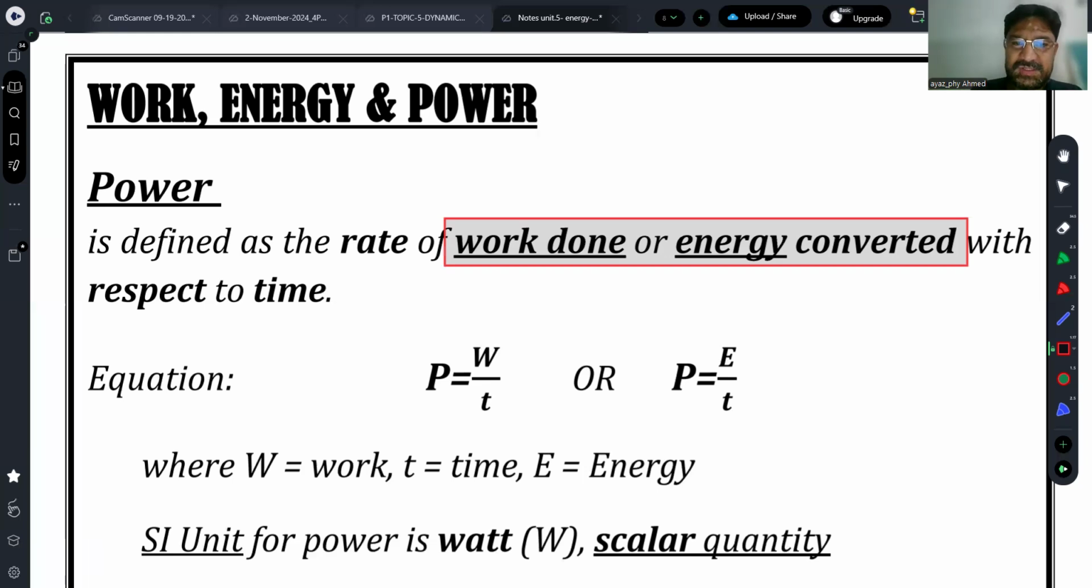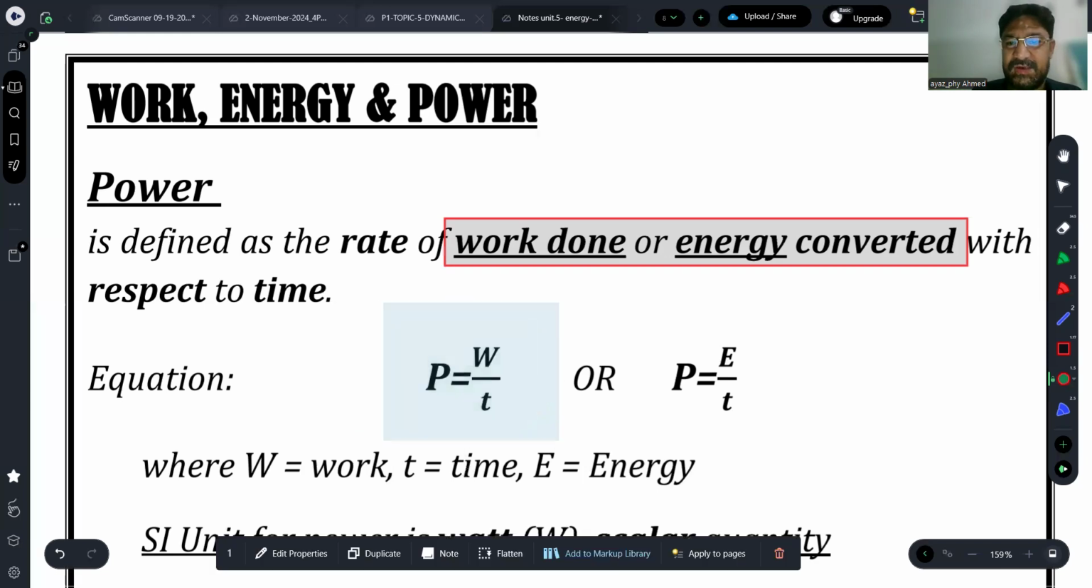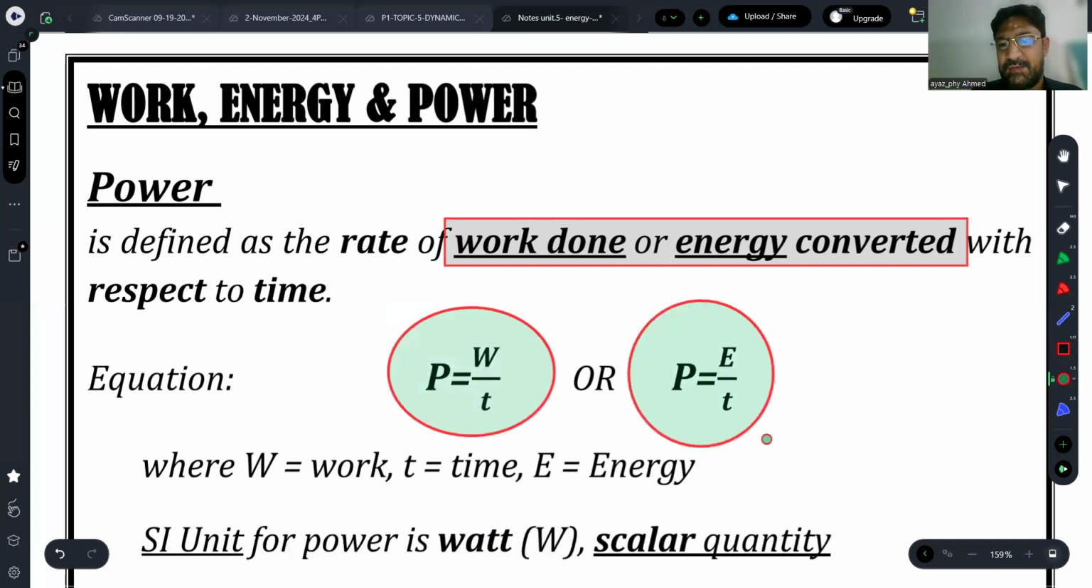that is called power. So its formula, which we use for the calculation, is: power is equal to work done divided by time, or simply you can also say that it is equal to energy divided by time. So these two equations are used for the calculation of power. From these equations, what is the unit for power? The SI unit of power is watt.